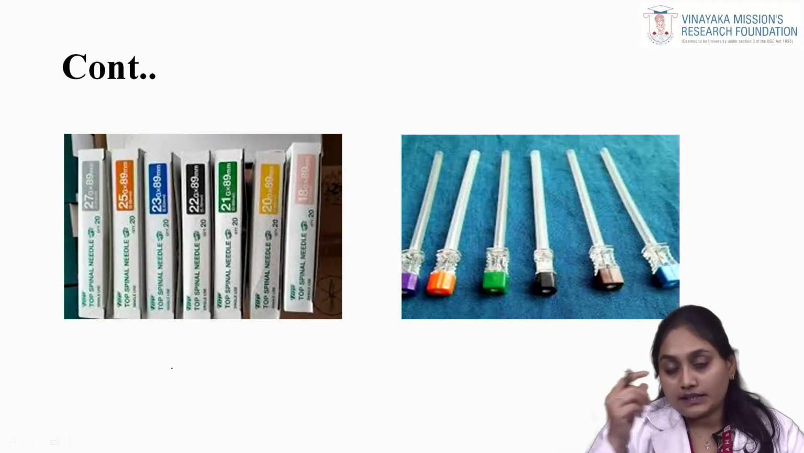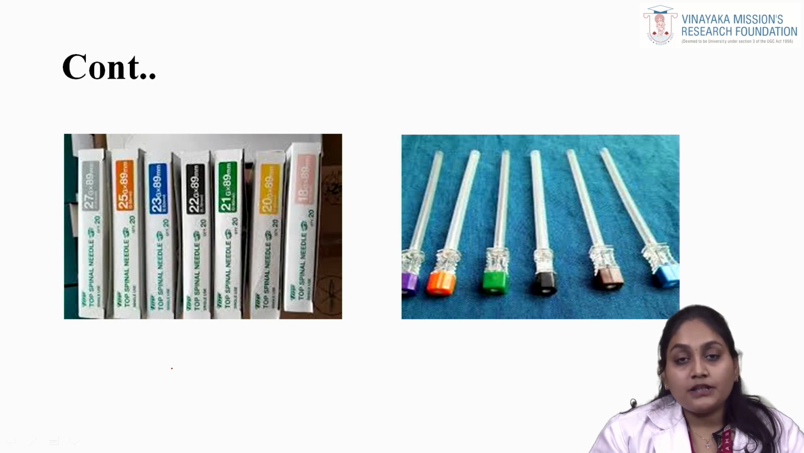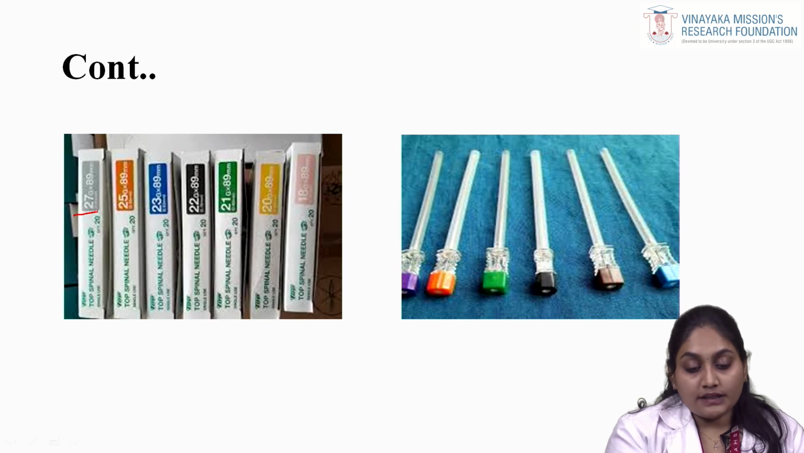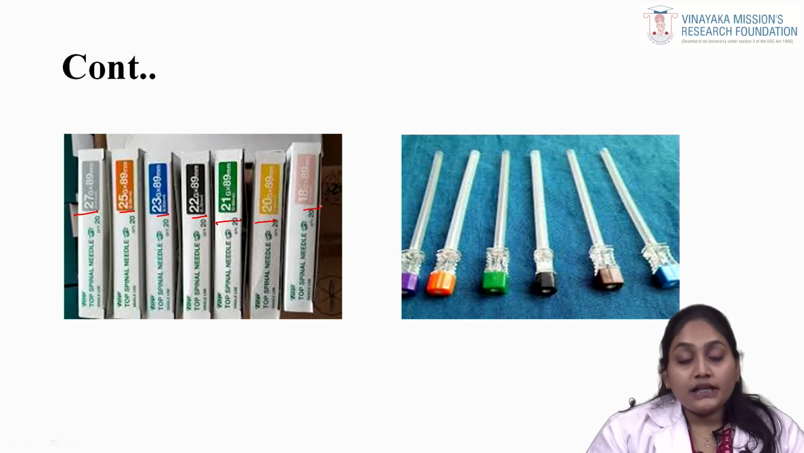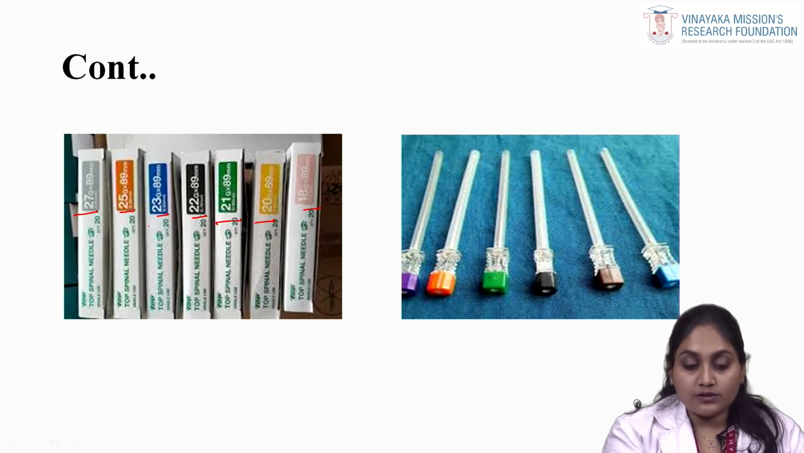Dura cutting needles, for example Quincke. Quincke is the most commonly used spinal needle because it is cheaper and also technically easier compared to the dura separating needle. The Quincke needle is color coded according to gauge. Here we can see 27 grey, 25 orange, 23 blue, 22 black, 21 green, 20 yellow and 18 pink. Commonly used gauges for adults are 25 orange, 26 brown, which is not here, 27 grey and 23 blue.